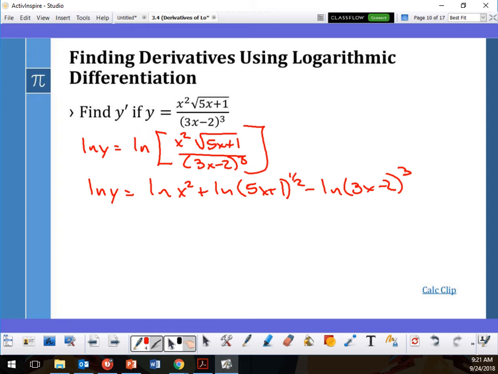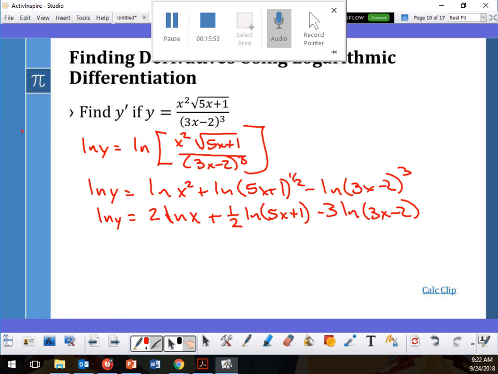Okay, so it's again ln of y equals 2 ln x plus 1/2 ln of 5x plus 1 minus 3 ln of 3x minus 2. And now I can do the derivatives. Okay, there we go. So we're doing it.